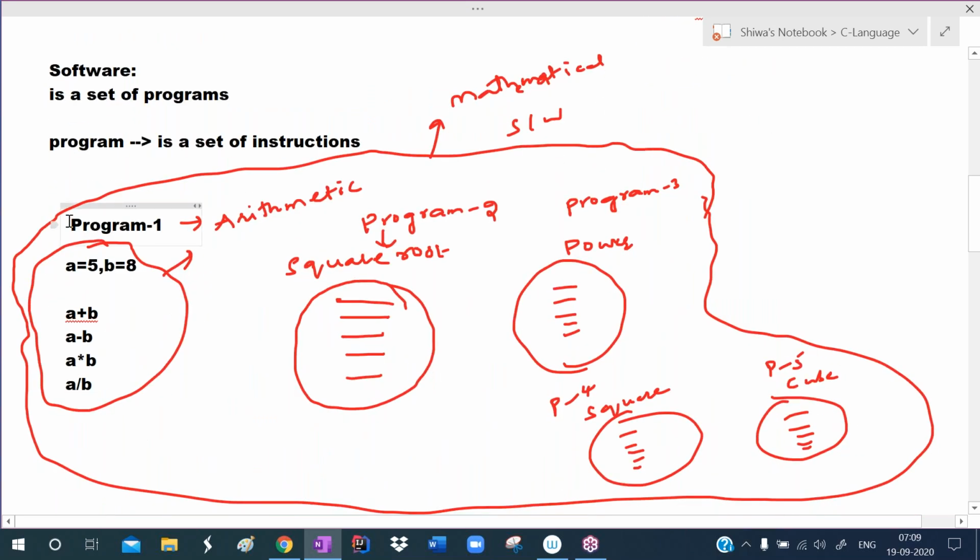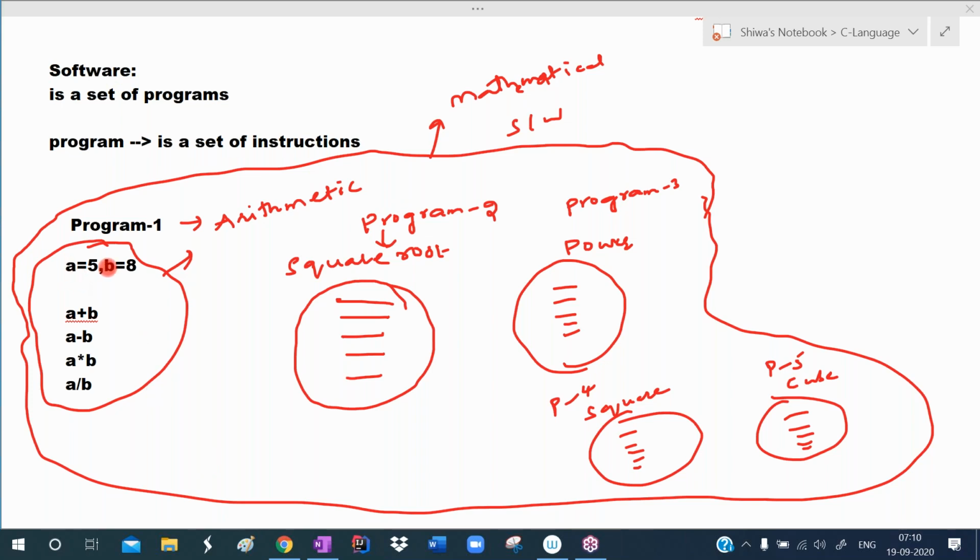Then what is software? Yesterday we clearly discussed this point. Almost 15 minutes we discussed software only. So what is software? Software is a set of programs. Then what is a program? A program is a set of instructions. Some set of instructions will become a program, and such a set of programs will become software.